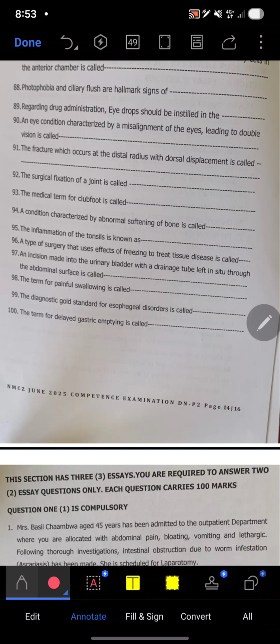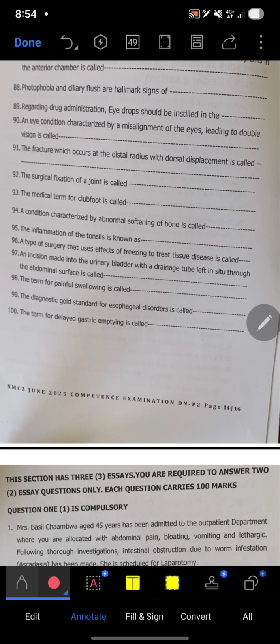96. A type of surgery that uses effect of freezing to treat tissue disease is called. The answer is, of course, okay, we'll skip number 94. 94 says, a condition characterized by abnormal softening of bone is called. The answer is osteomalacia, which we see in adults, and in children called rickets. So it's either osteomalacia or rickets.